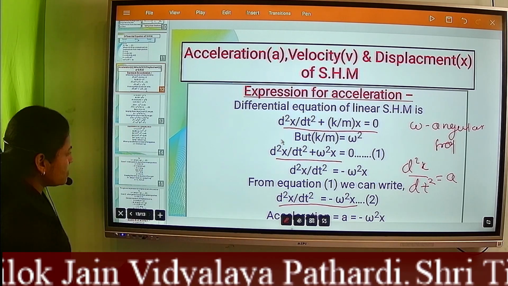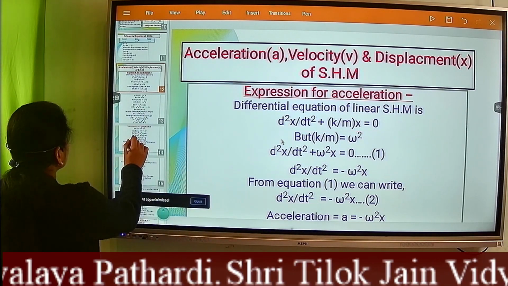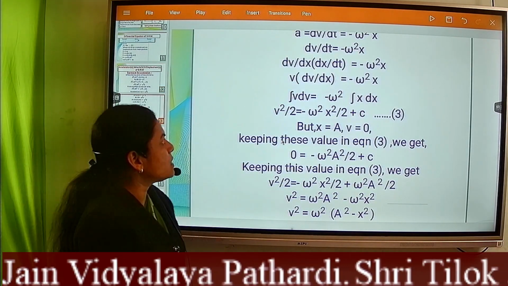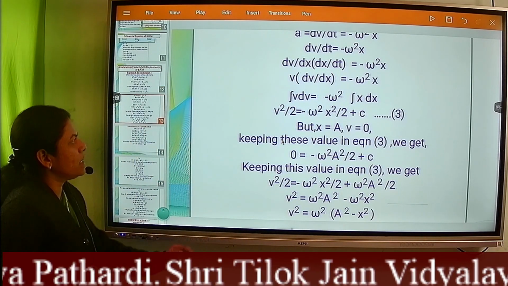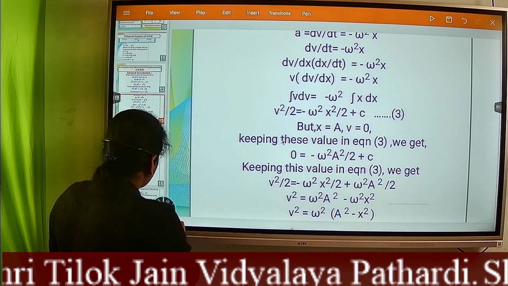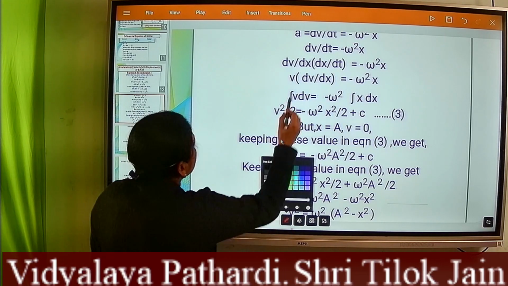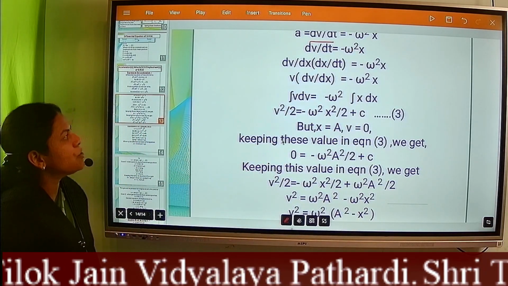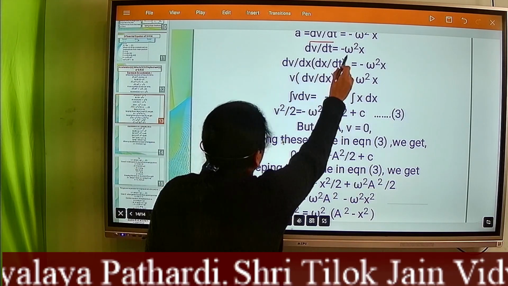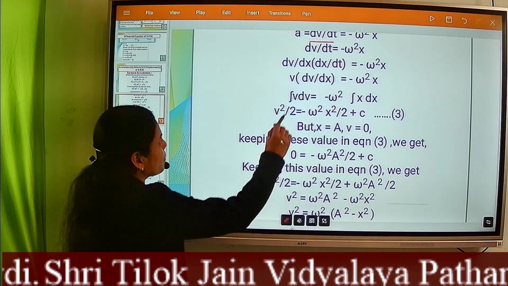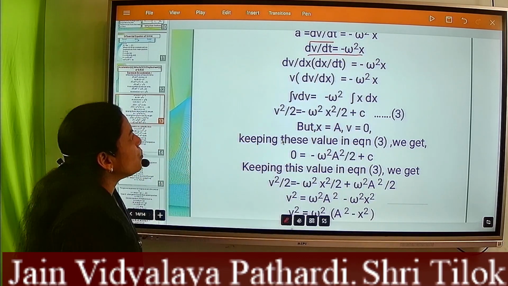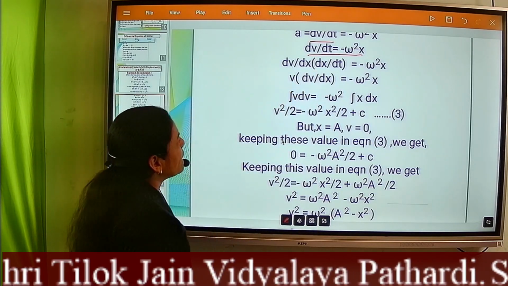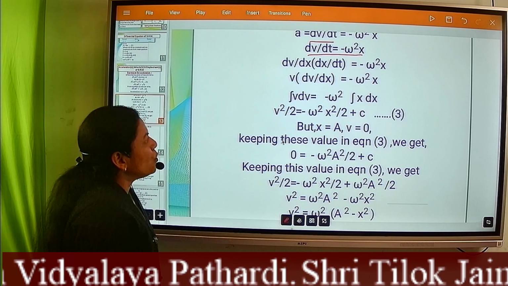Next is the expression for velocity. Actually we know that the acceleration of a particle is a is equal to dv by dt, and is equal to minus omega square x. Writing dv by dt as dv by dx into dx by dt, we get dv by dx into dx by dt is equal to minus omega square x.